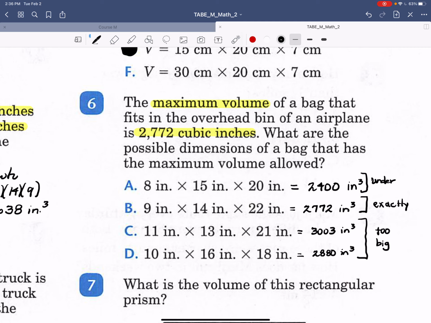So just taking a stab in the dark, I'm going to go with the exact one. That is the closest to the maximum. But the key word here, what are the possible dimensions of a bag that has the maximum volume? So you're looking for one that is the maximum, and that is B. You could use A on the airplane, but this question is asking you for the maximum volume. They're looking for exactly 2772.